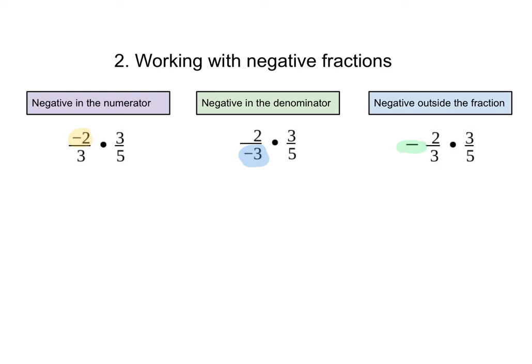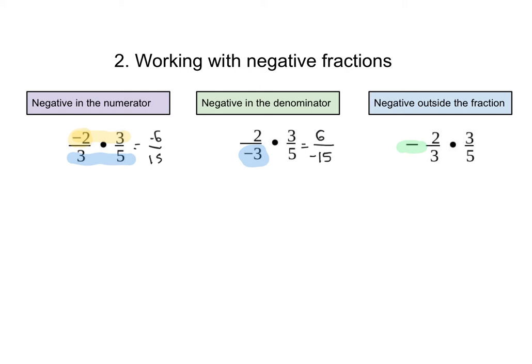So starting with negative in the numerator, again, the first thing you're always going to do is just multiply your numerators. So in this case, negative 2 times 3 is negative 6. And then we can move down and multiply those denominators. 3 times 5 is indeed 15. All right, and I'm going to do that for all of these. I'm going to do my numerator first. So 2 times 3, here we have 6. And in my denominator, now I have negative 3 times 5, which is negative 15.